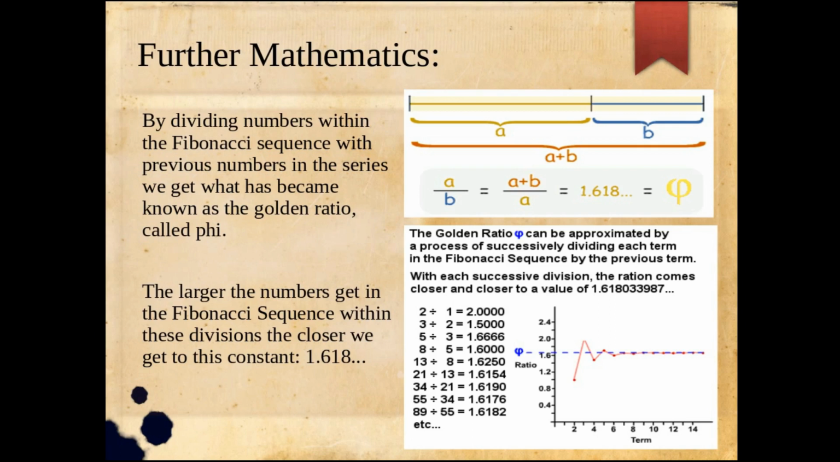And it's kind of interesting if you look at this graph I have pictured in the lower right corner. When you divide 2 by 1, you get 2. 3 by 2, you get 1.5. Then 5 divided by 3, you get 1.66. 8 divided by 5, you get 1.60. But see how the numbers fluctuate up, then back down, up, then back down, but they get closer and closer, and they just keep converging into this constant, which is very interesting.